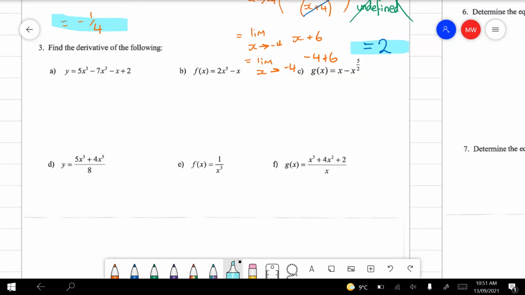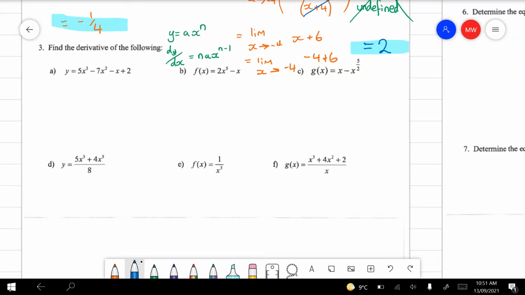Let's not use first principles, it's too slow. So we will use the formula. So remember, y equals ax to the n. So when y equals ax to the n, then dy on dx, the change in y over the change in x, is going to be n ax to the n minus 1. Right, let's solve these ones.